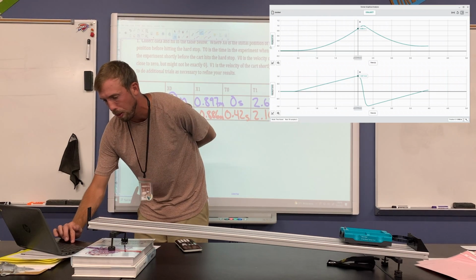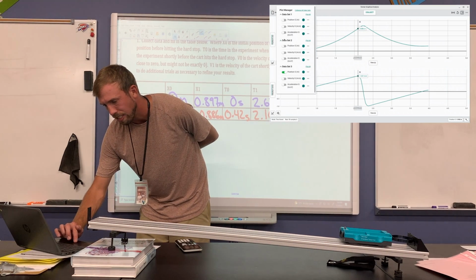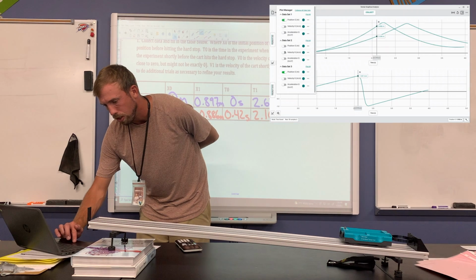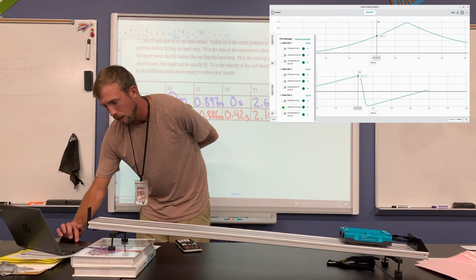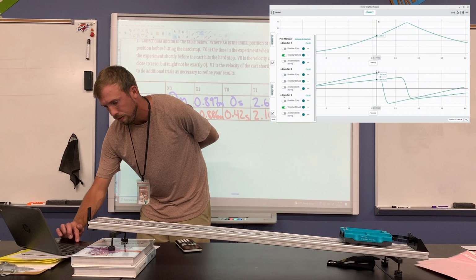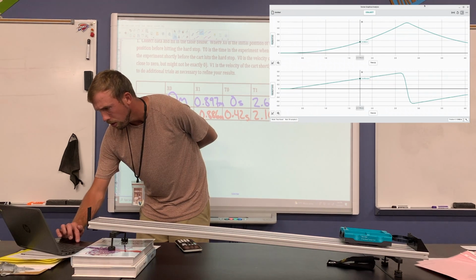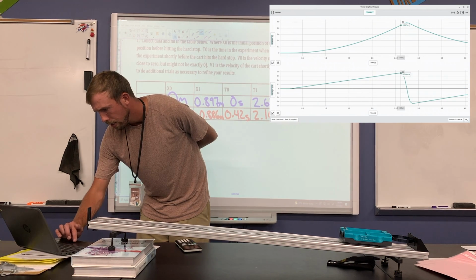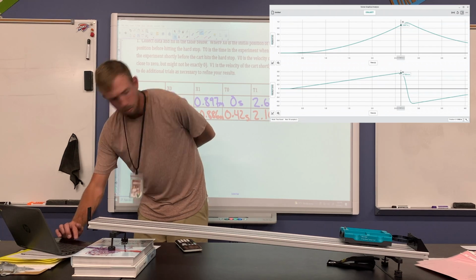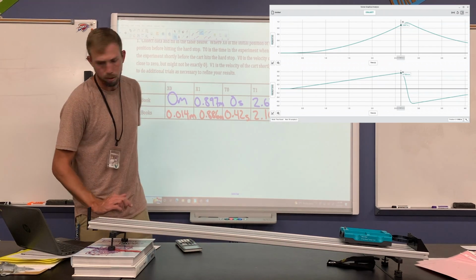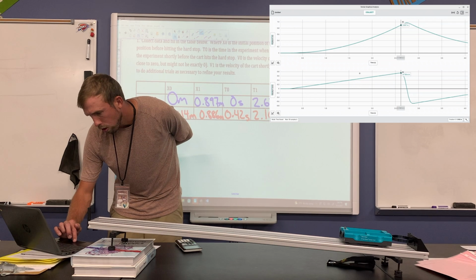I'm going to come back real quick to data set 1. I'm going to turn on position. And then for my velocity graph, I'm going to turn on velocity of data set 1. Okay, so it looks like here was my final position, 0.897, and that was at 2.62.